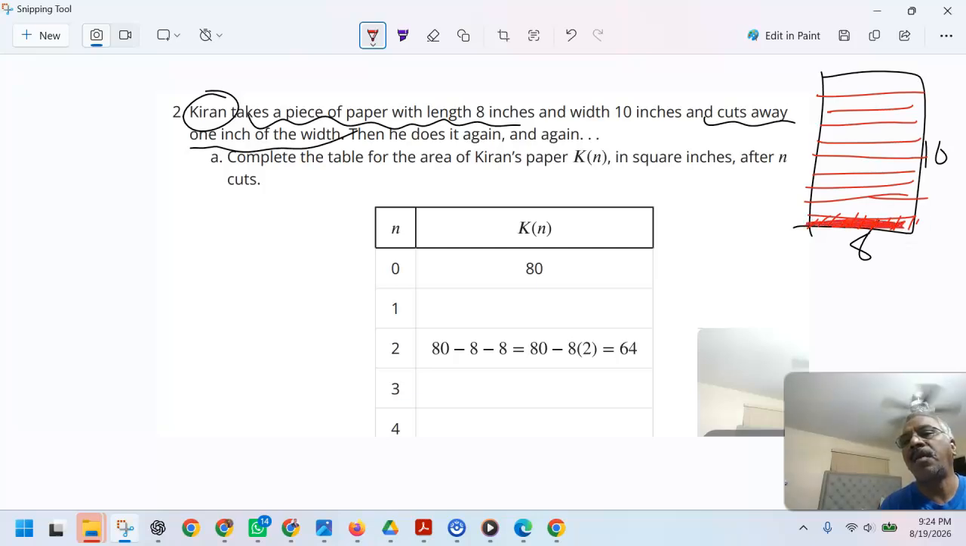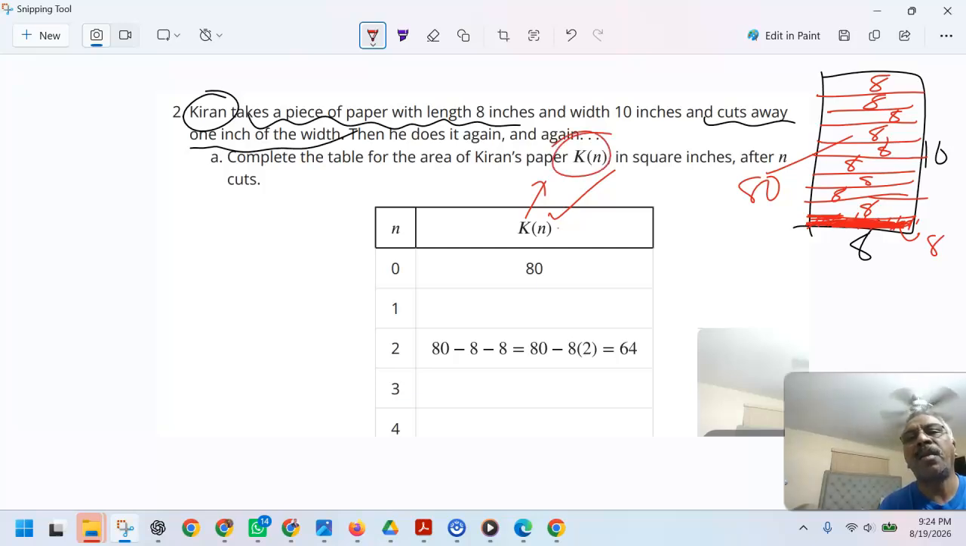That's 8, right? This is 8, 8. So each of these pieces is 8, 8, 8, 8, altogether 80. This is 80, right? So when you cut away 1 inch of it, that means it decreases by 80. And you can see Kiran's name starts with K, so that's why we wrote K N. So this is the area remaining.